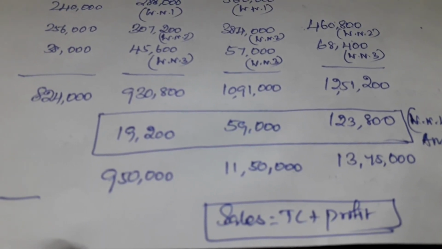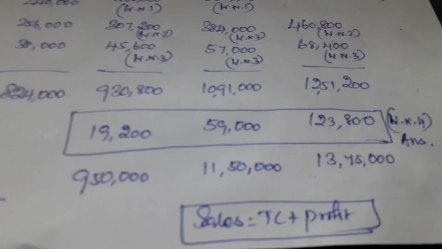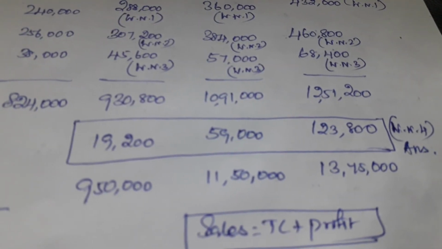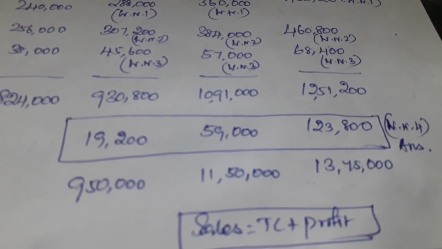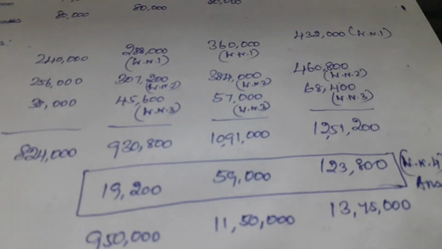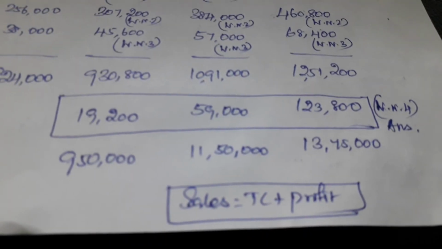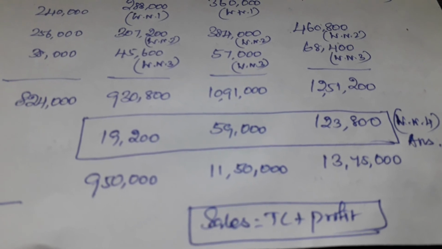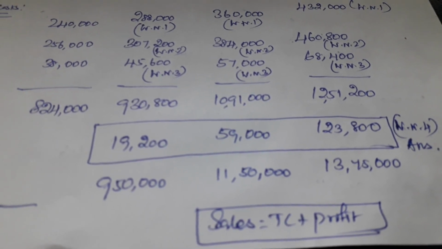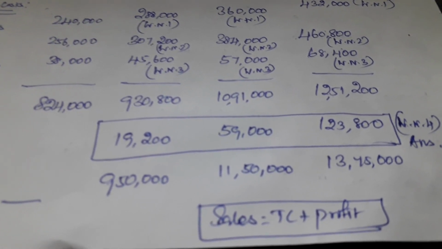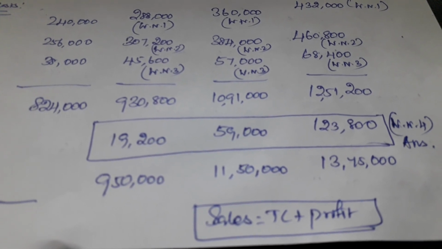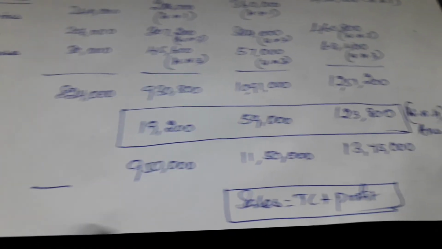If we subtract the total cost from sales, we can get profit values as 19,200, 59k, and 1,23,800. If we subtract the total cost from sales, we get profit, as sales equal total cost plus profit.